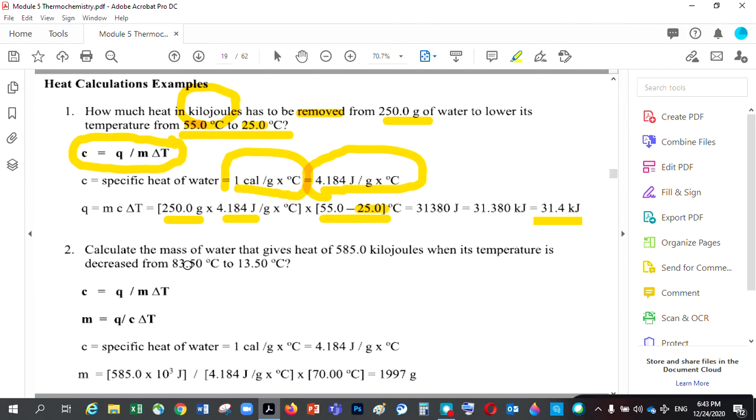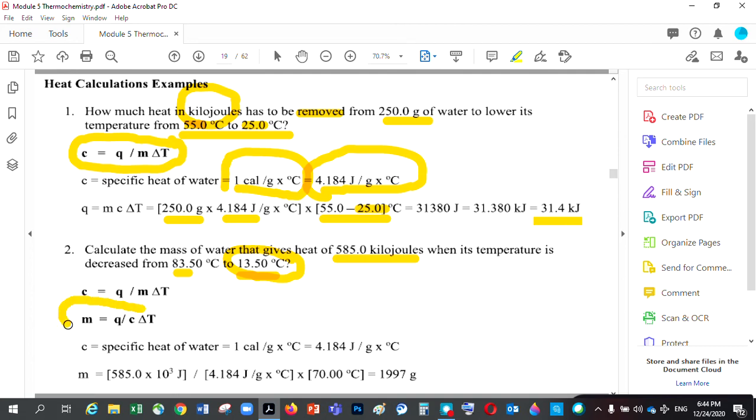Let's look at the second example. Calculate the mass of H2O that gives off 58 kilojoules of heat when its temperature decreases from 83 to 13. Again, that's another exothermic reaction. So its temperature goes from 83, that's initial, to a final of 13, correct? You set up the same thing we did in the top. But we need the mass now, so you have to work it out.